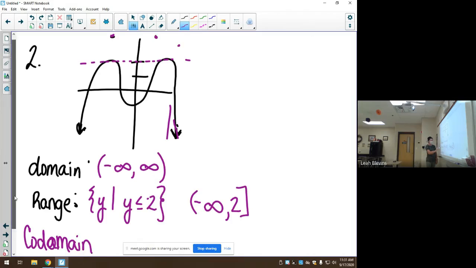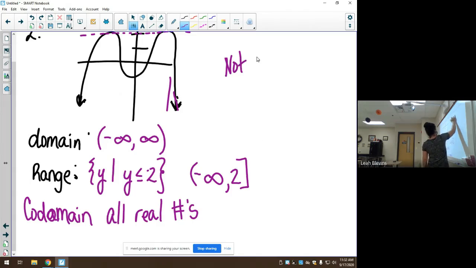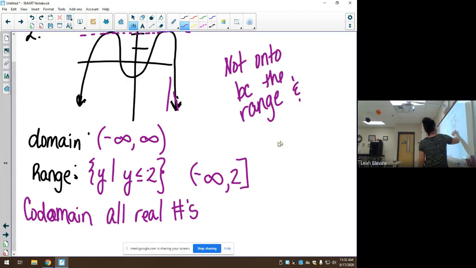All right, and my codomain, it doesn't state anything different, so what is my codomain? All real numbers. Okay. So is my function onto? No, why not? Perfect. Not onto because the range and codomain are different.